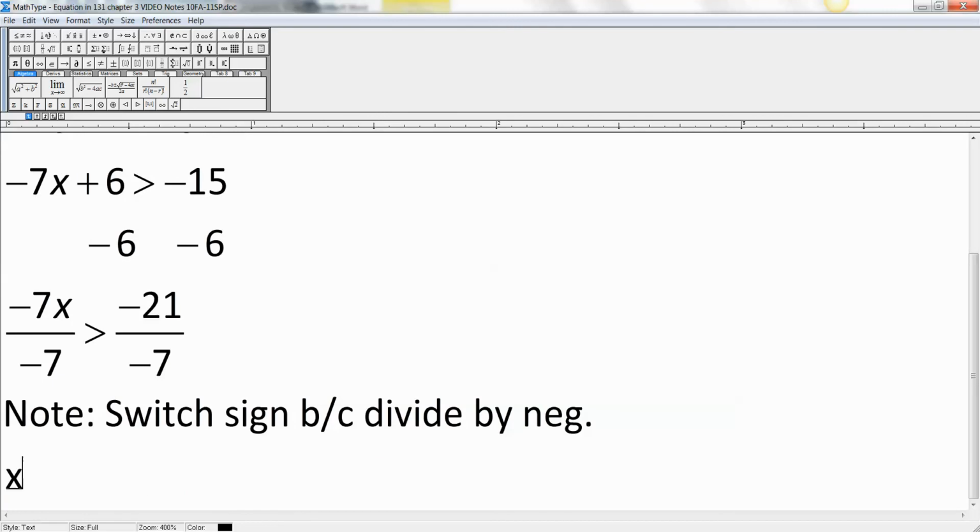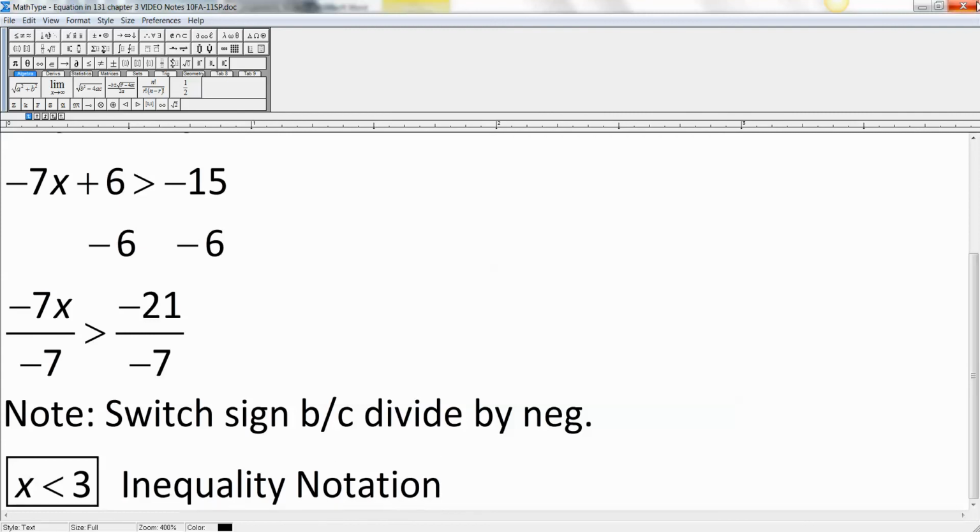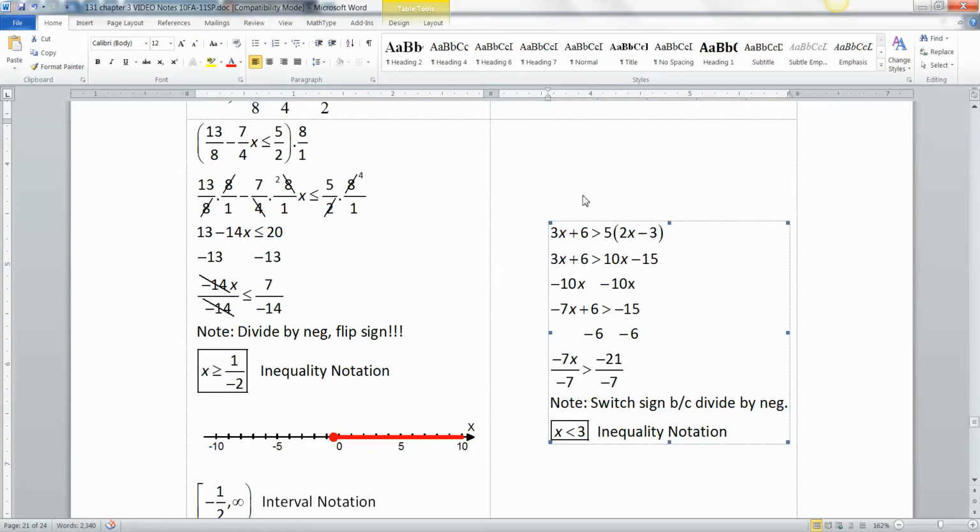So it's going to be x. We haven't switched it yet, right? So it's still, mouth is on the left-hand side. I'm now going to switch it and make it pointy ends on the left-hand side, except I'm going to do this in math notation. X less than, and negative 21 over negative 7 is 3. All right, there's my inequality answer right there. All right, done with that part.